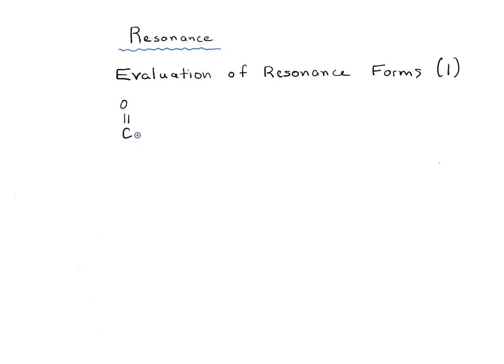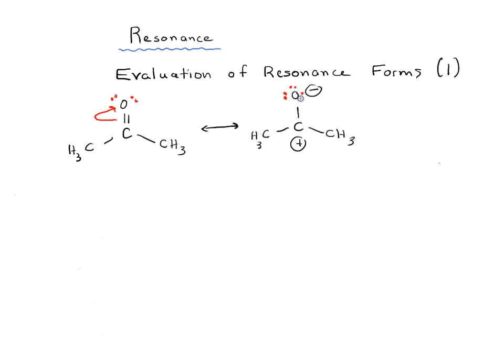to evaluate. So I'm going to draw out 2 resonance forms here, and we'll start off with this ketone, and we'll draw a resonance form for this ketone with its resonance form here with a CH3 and a CH3 here. So what we've done is we've taken this pair of electrons in the carbon-oxygen pi bond and we've moved them up to the oxygen, so now the oxygen has a negative charge and the carbon's got a positive charge. And the question is, which of these 2 resonance forms is more stable?